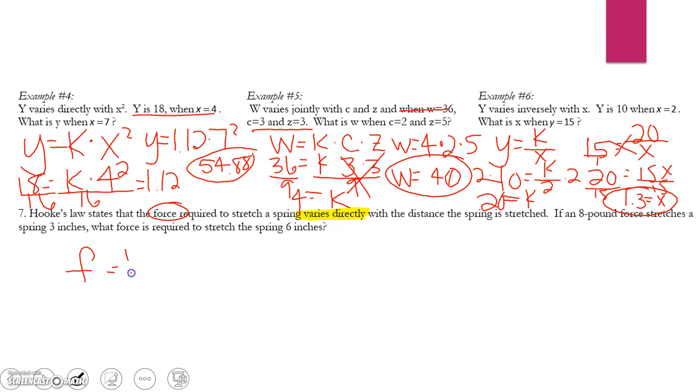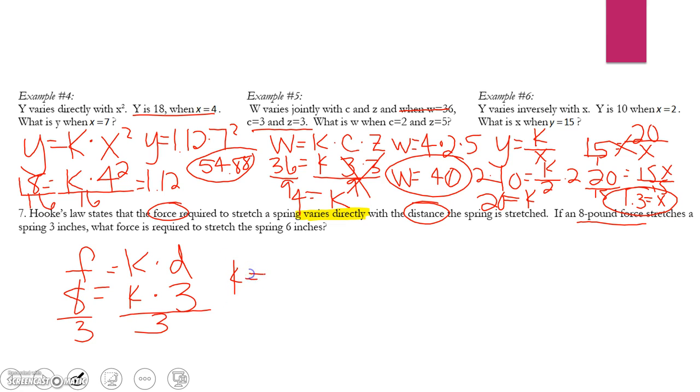And it says it varies directly, so k times, because it's directly, and then name a variable for the thing after, the distance a spring is stretched. So I'll use d for distance. Now I know that force goes in the front and d is after the k. So it says if an 8-pound force, that would be for F, stretches a spring 3 inches. Inches is a distance. Now I'm going to solve for k. So my k is just 8 over 3.